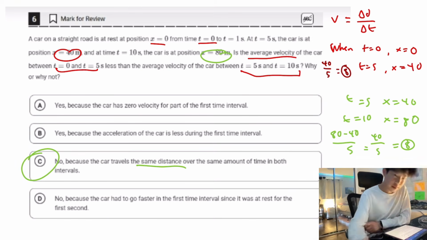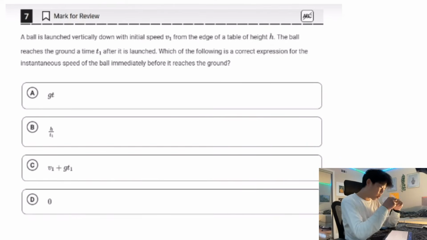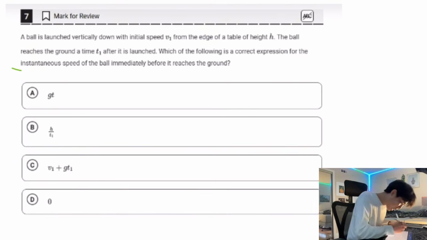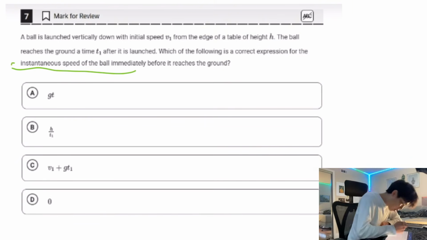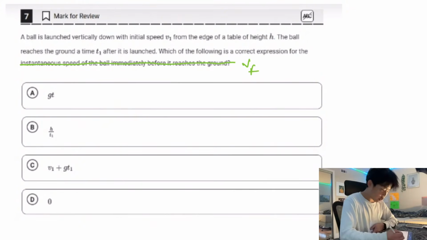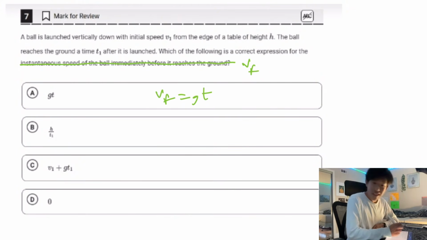Okay. All right, next question. Question 7. Balls. Okay, whatever. Basically it's just asking you for the instantaneous speed of the ball immediately before it reaches the ground. Just completely cross that out. Basically what it means is just VF. And what is the correct expression for VF? Is VF equal to GT? I've never seen that in my life.